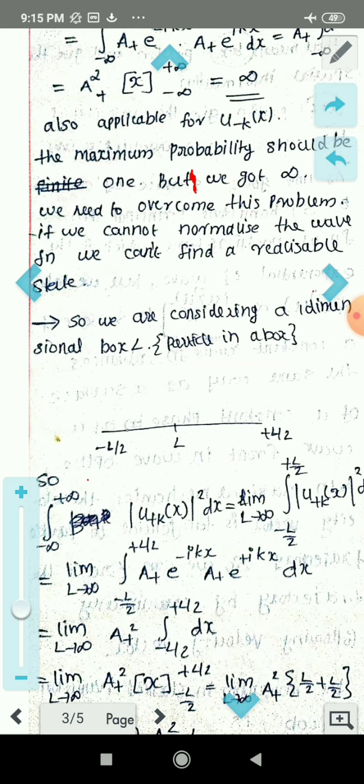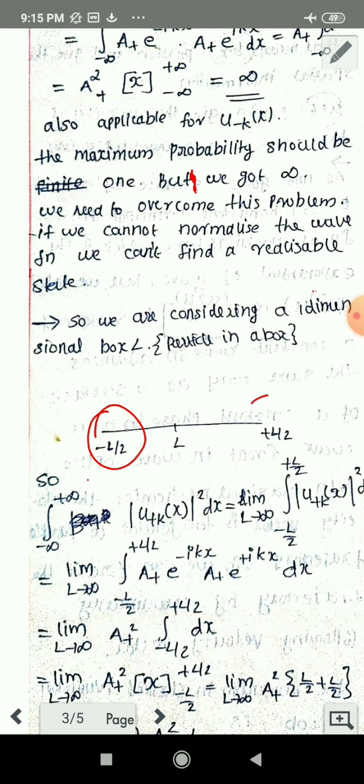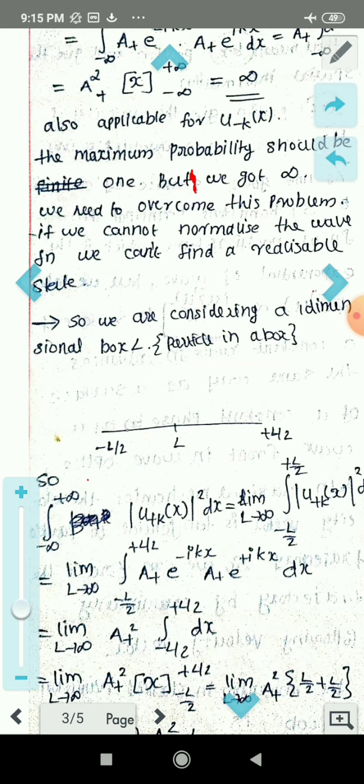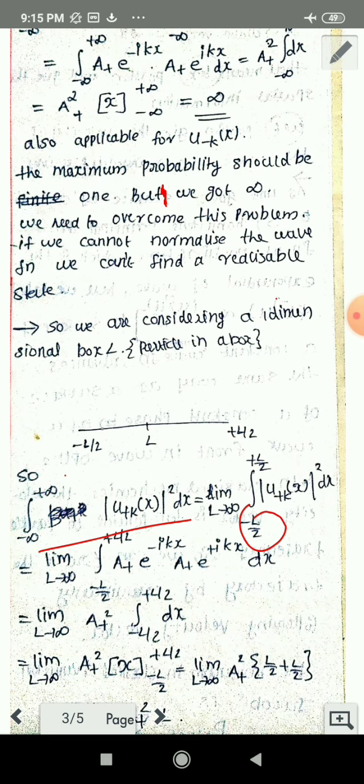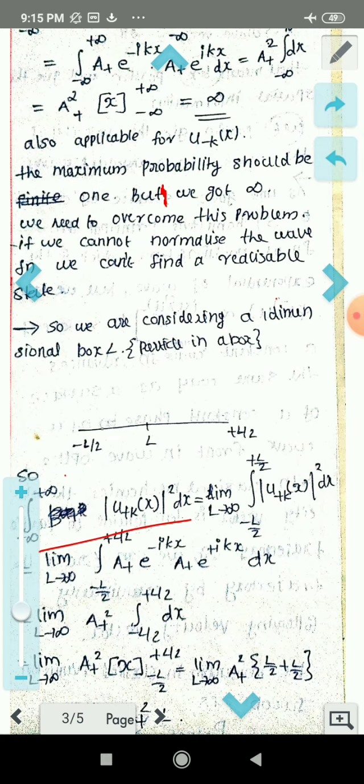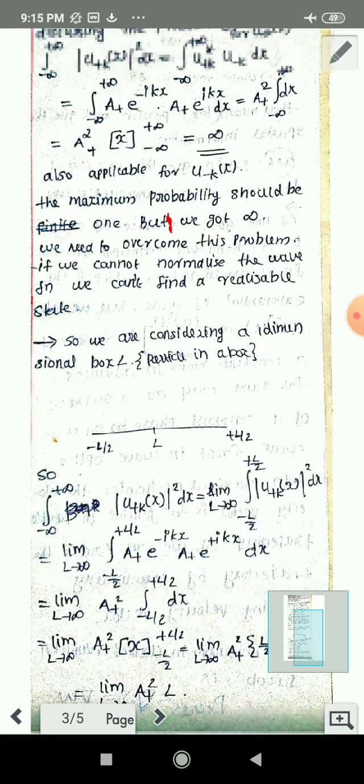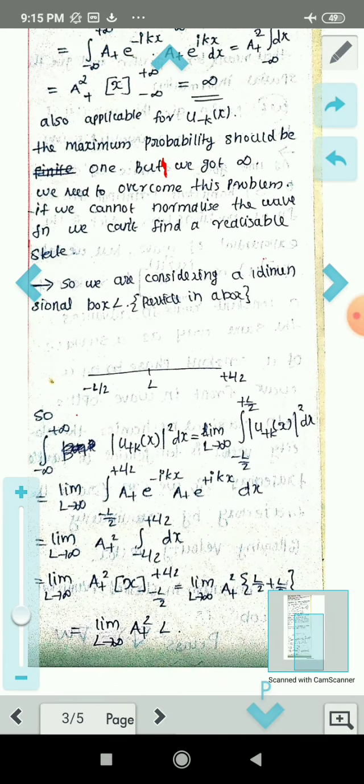So our problem goes to infinity. So we are taking a one dimensional box with L by 2 as limits. So our integral can be written as the limit L tends to infinity of the integral from minus L by 2 to plus L by 2 of u plus k of x mod square dx. So that is equal to the limit L tends to infinity, minus L by 2 to plus L by 2, substituting the value of u plus k of x, isn't it?